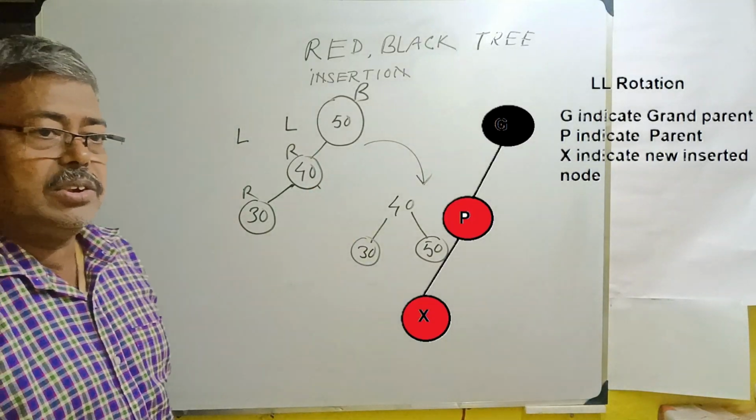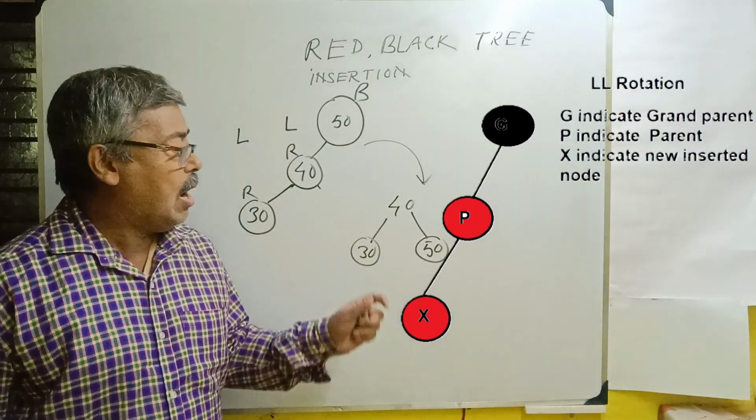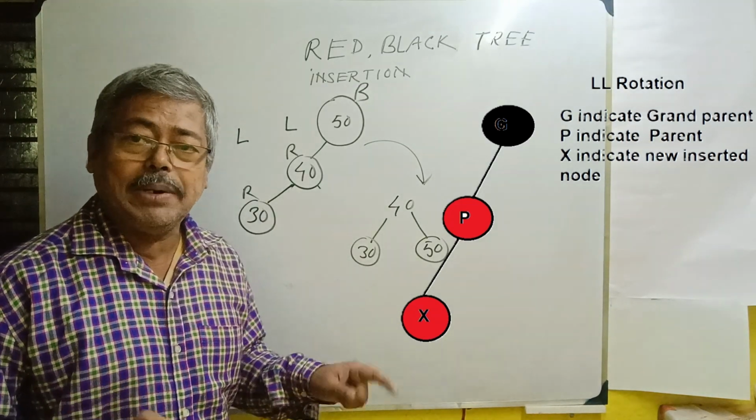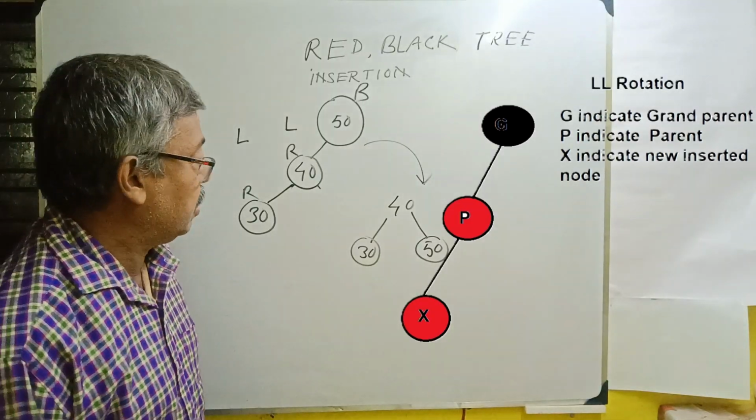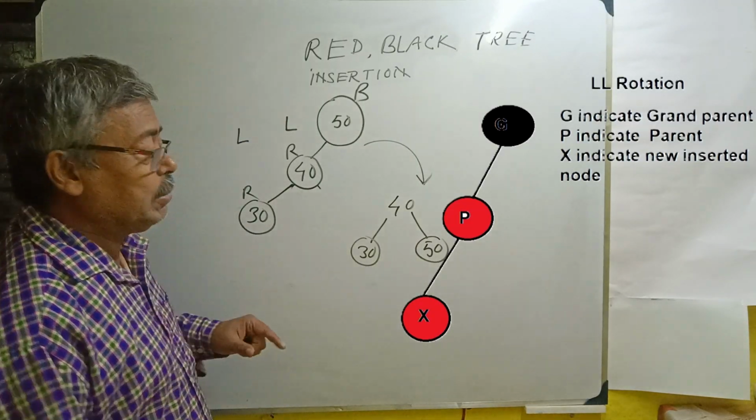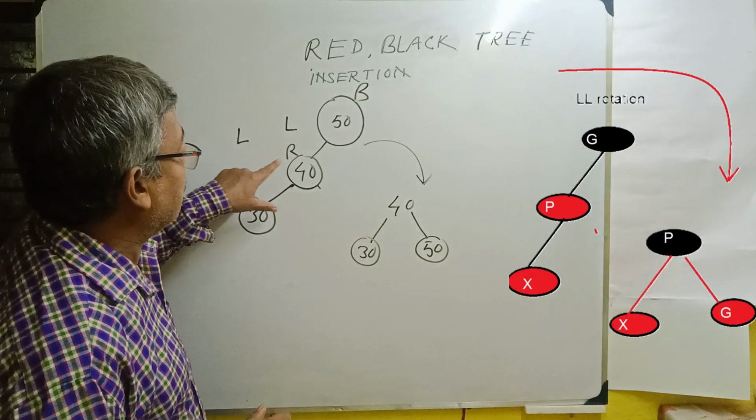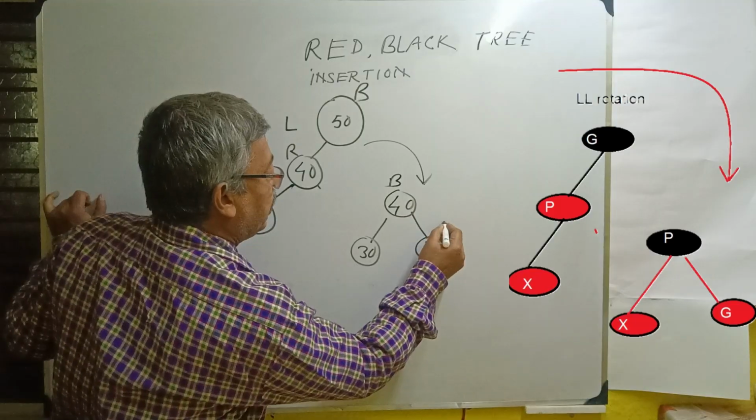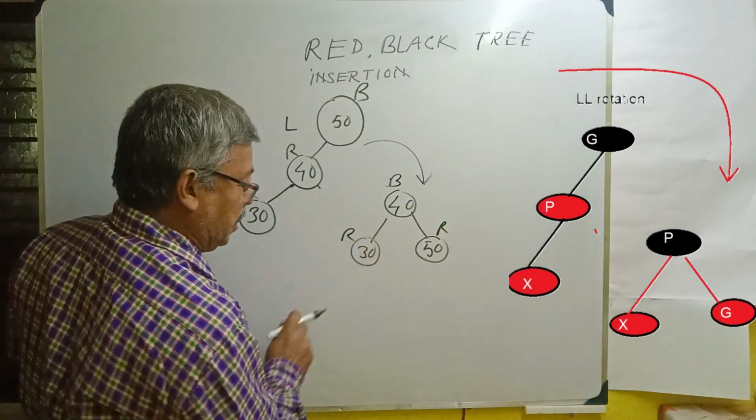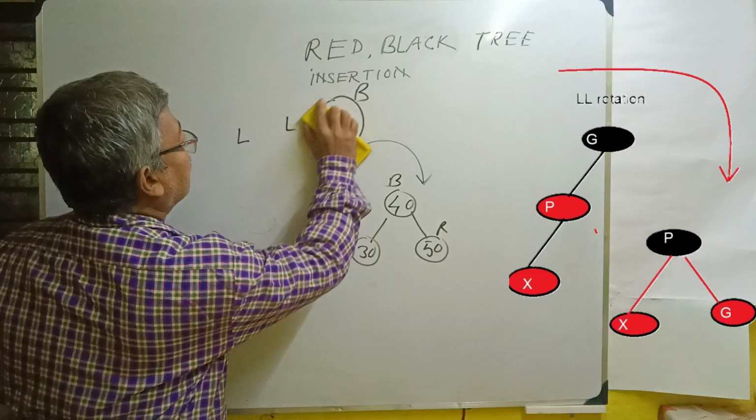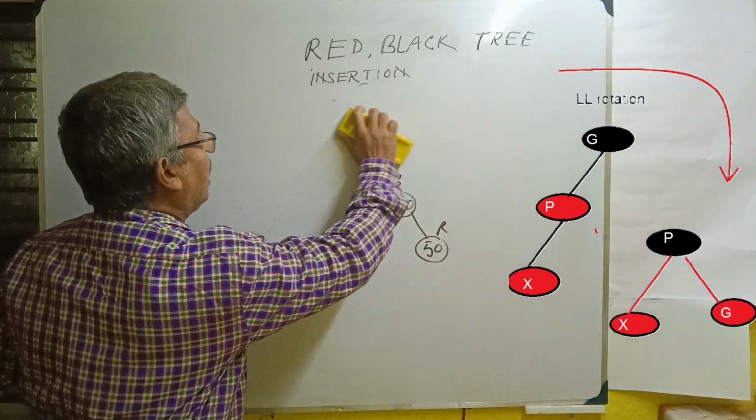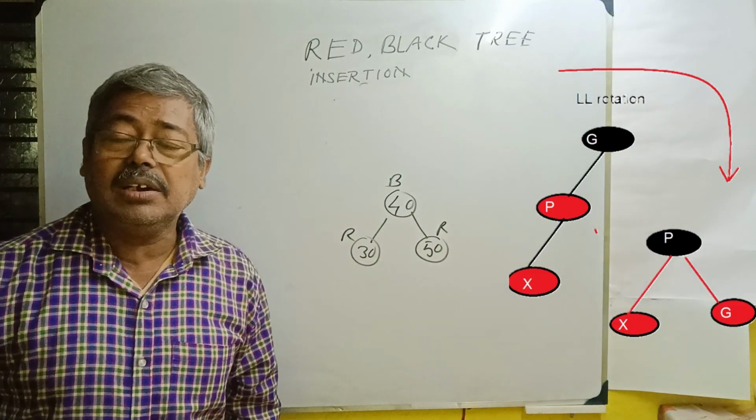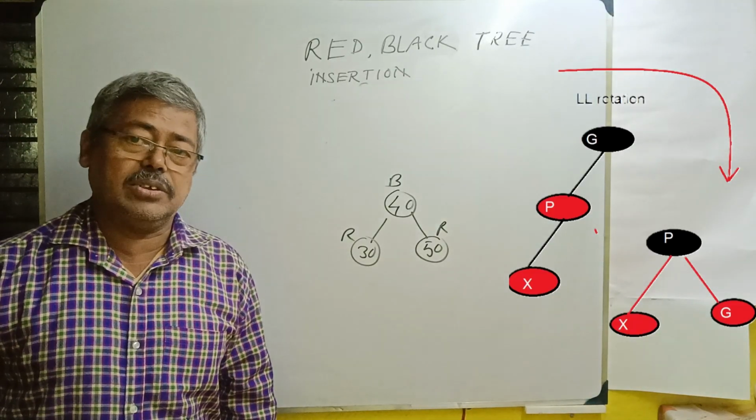The color will be changed. But how will the color be changed? Which nodes are involved in the rotation? Two nodes are involved in the rotation, node 40 and node 50. So the color of only these two nodes will be changed. The color of 40 was red, it will be black. The color of 50 is black, it will be red, and the color of 30 will have no change. So this is the first rotation, and this rotation is done at the third node insertion.